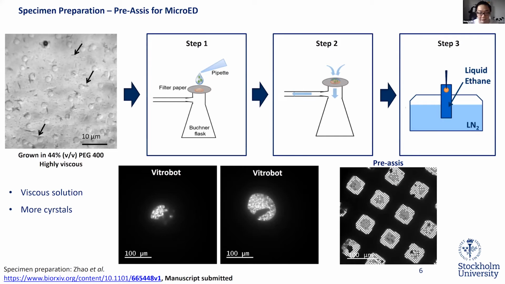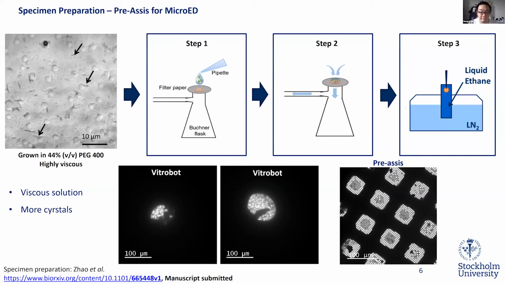If we compare this with Vitrobot, this particular solution here is 44% PEG 400. We've been trying a lot of Vitrobot conditions using double filter papers and double blotting, but this is the best we could get, maybe 1 or 2 holes in the entire grid. And even if we have a hole, the ice is way too thick. If you look at the PreAssist case, we get a very nice grid, and we can find many crystals on the grid. Because this is a blotless method, we end up with much more crystal on the grid as well.